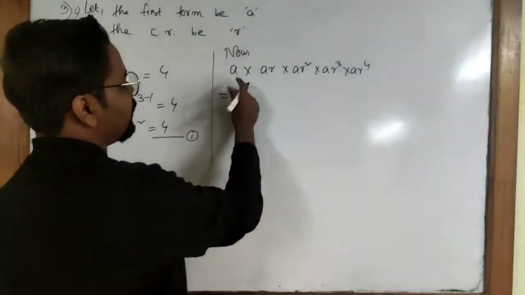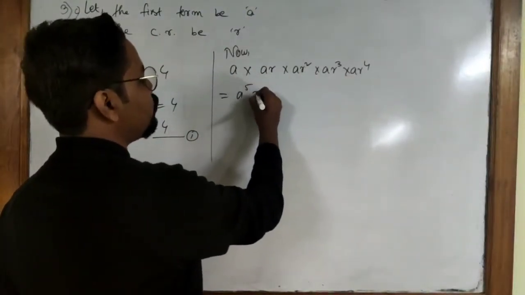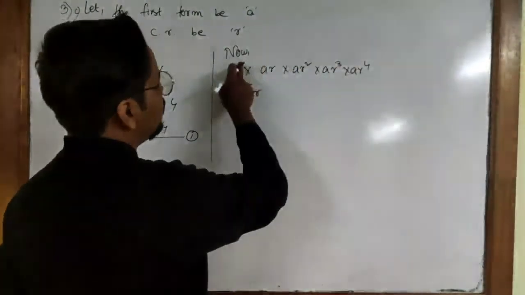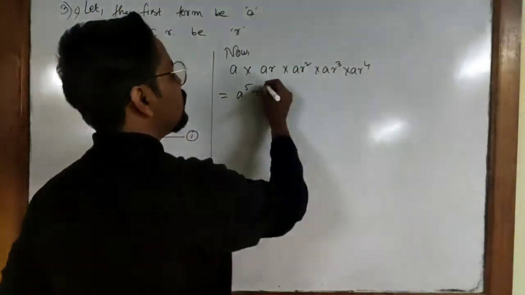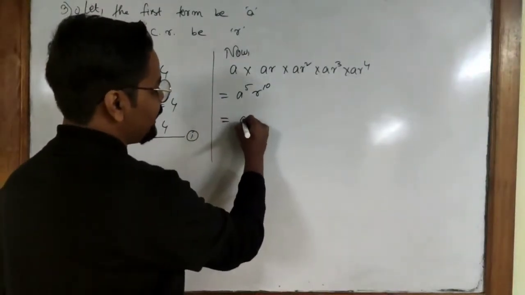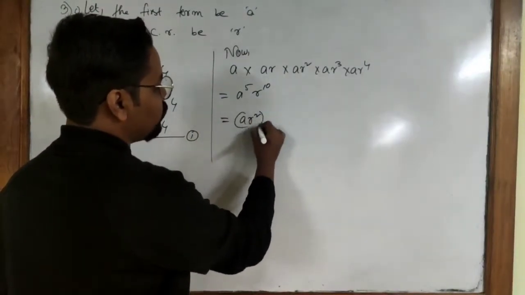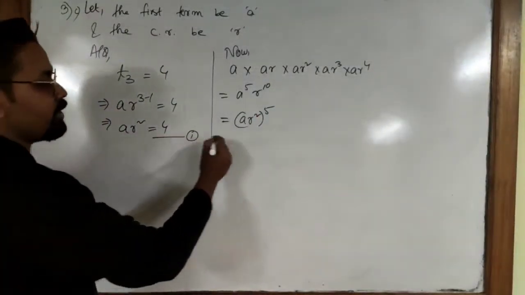So what do we get from here? How many a's? 1, 2, 3, 4, 5. So it will be a to the power 5 into r to the power, add the powers, 1 plus 2, 3, plus 3, 6, plus 4, 10. Okay. Now we can write a to the power 5 r to the power 10 as a r square whole to the power 5. So what is the value of a r square? A r square is 4.